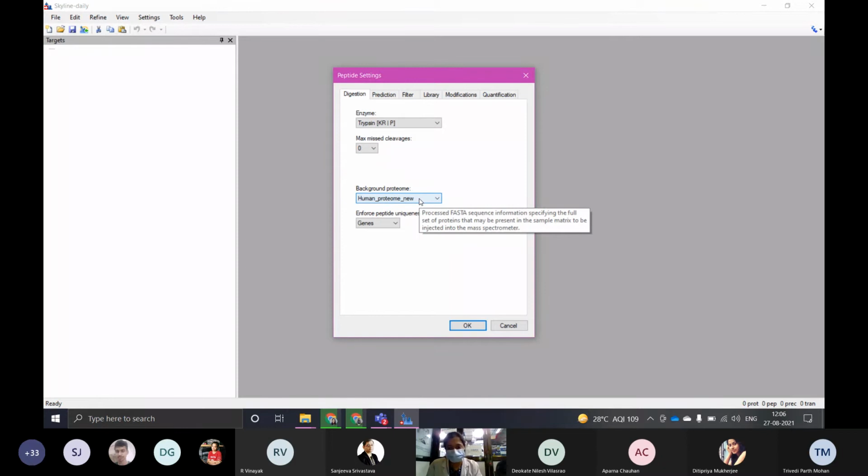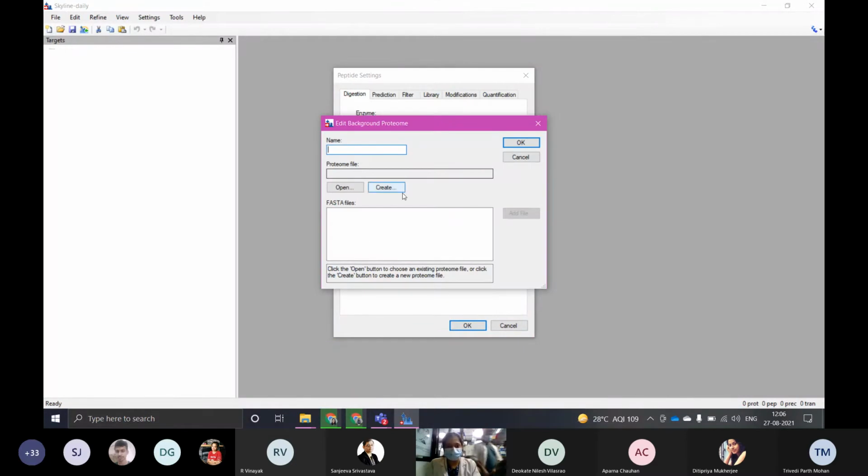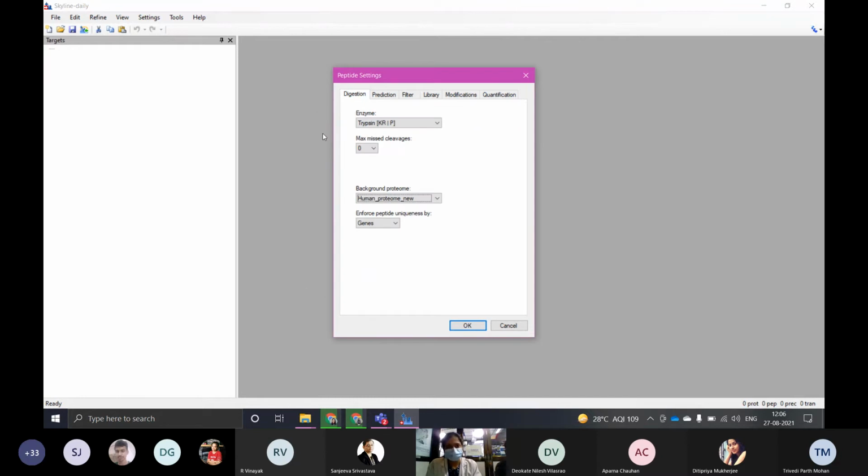It is a similar concept to other software, but here you have to make it in the format that this particular software understands. You can download the database from anywhere online and then convert it into .protdb file format, which you do by going to Add, and you can create the background proteome. I'll explain that in detail later. Then there are other tabs here like prediction, filter, etc.